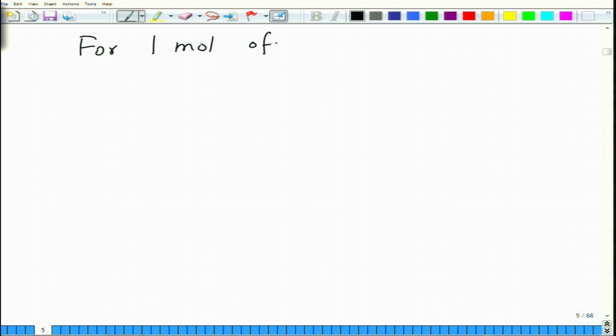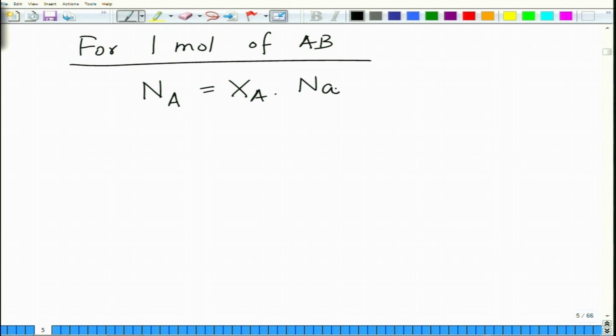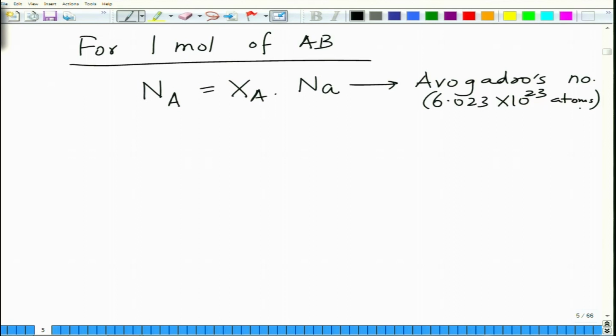And if I take 1 mole of AB, then Na can be equal to Xa into N_A, where N_A is nothing but Avogadro's number, which is 6.023 into 10 to the power 23 atoms per mole, and Nb will be equal to Xb into N_A, again same thing. Okay. So, we are just going to take 1 mole because free energy is a molar quantity, and that will be simpler later on, as we will see.